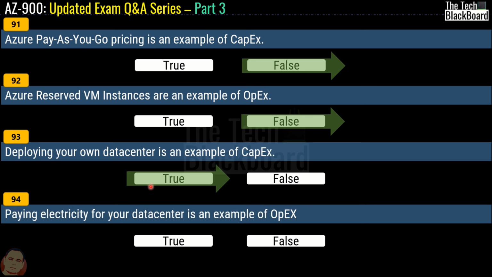Now let's move to question number 94, and this one says that paying electricity for your data center is an example of operational expenditure. The correct answer for this one is true. And this is because paying the electricity bill for your data center is a recurring cost. You have to pay the electricity bill month on month. So it's a repeated cost and that's why it's categorized as operational expenditure.